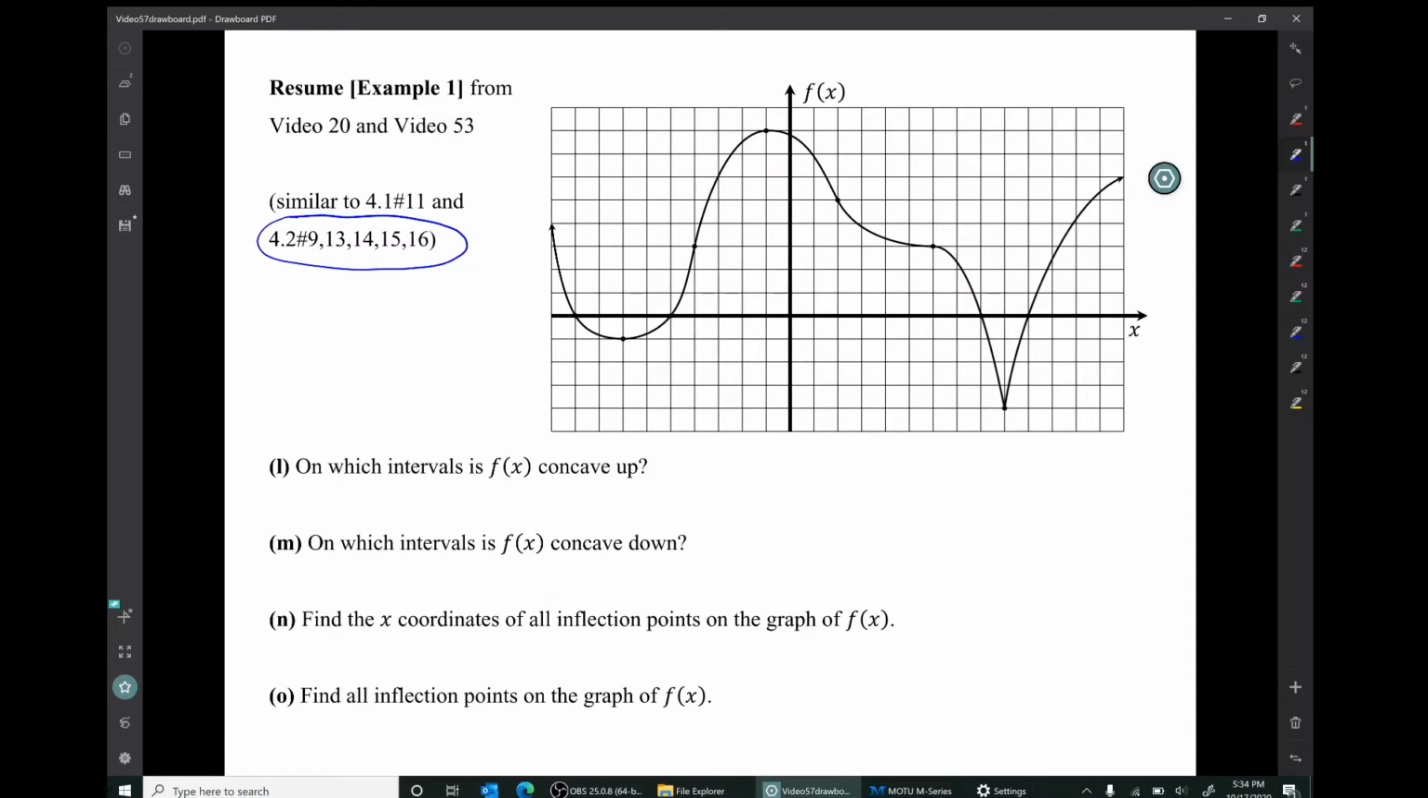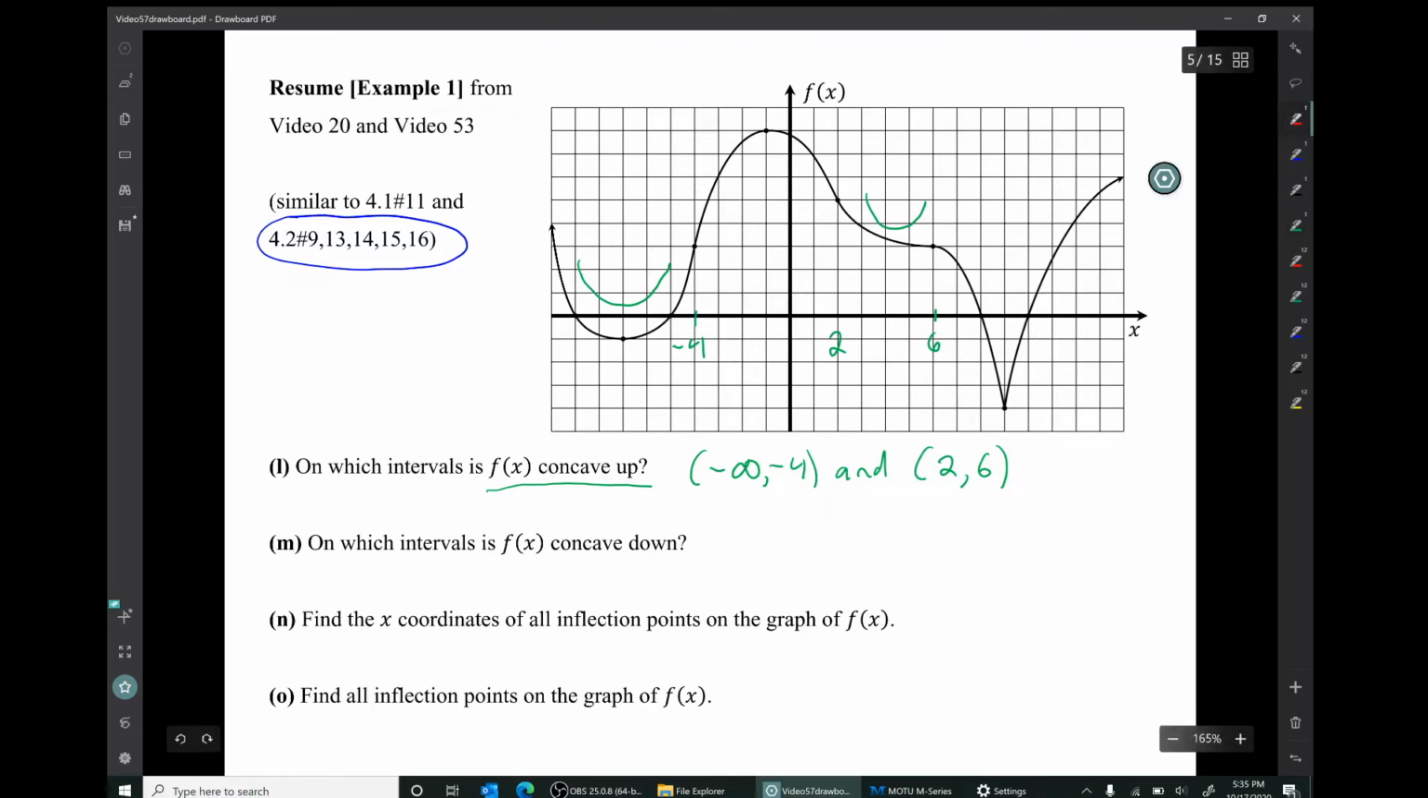Start with question L. On which intervals is f of x concave up? Well, I'll indicate those on the graph by drawing kind of a bowl facing up, bowl facing up. Now we have to give an answer in terms of intervals, so we have to give the endpoints of the intervals. So those are the 2 intervals where f of x is concave up.